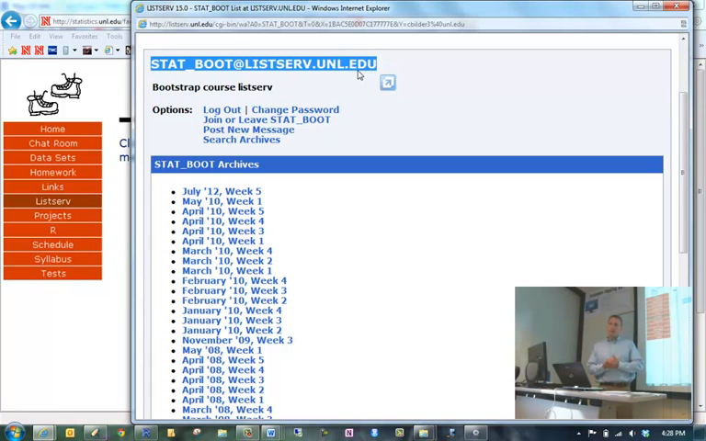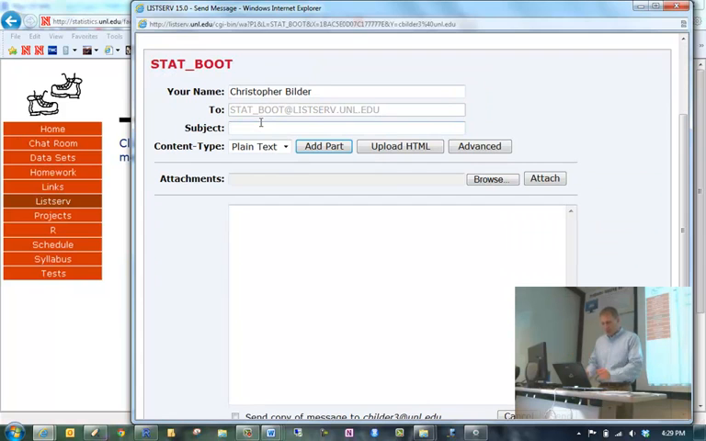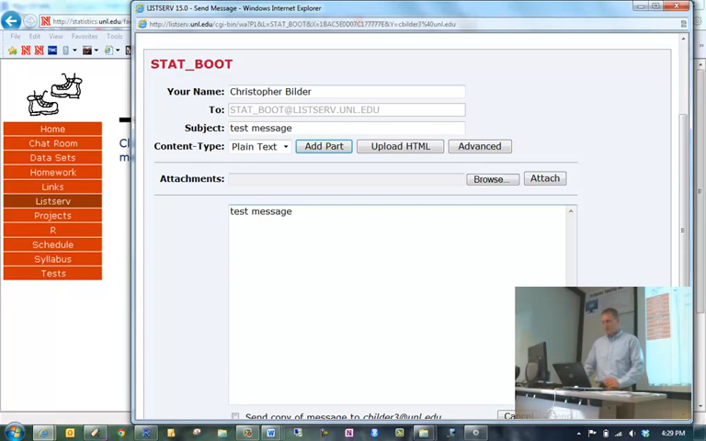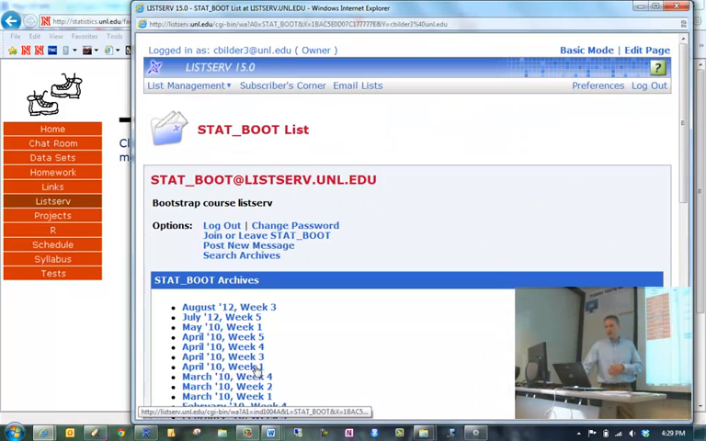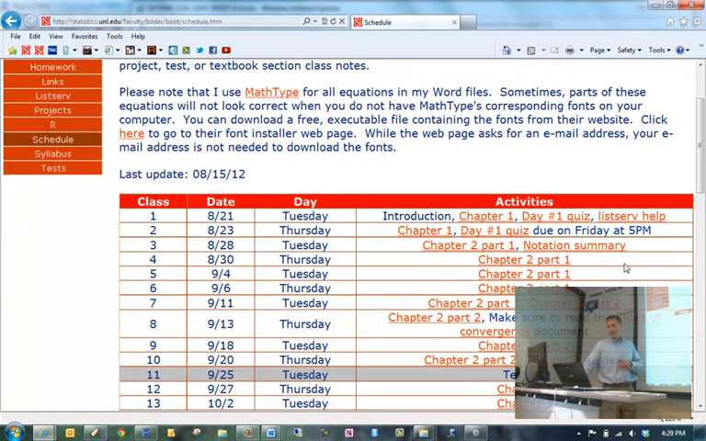Alternatively, you can use the web interface to post a message. You can click on Post New Message. Up will pop up this little screen, and you can do something like this. I'll just say test message, come down here, and click on Send. It's sent to the listserv. If I come back here, you now see August 2012, week 3. Here's my message that I have posted. So you can use the web interface, or you can just simply email that address. Both will work. Do note that if you use the web interface, you actually have to go through some additional subscription steps, and I have given those steps in this listserv help file. So please note that.